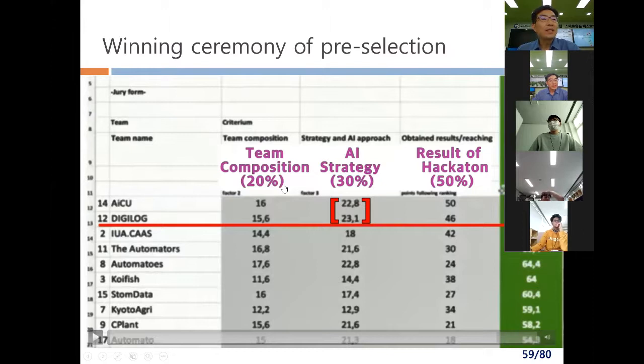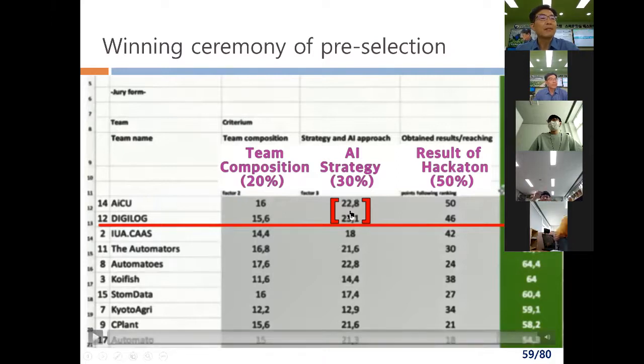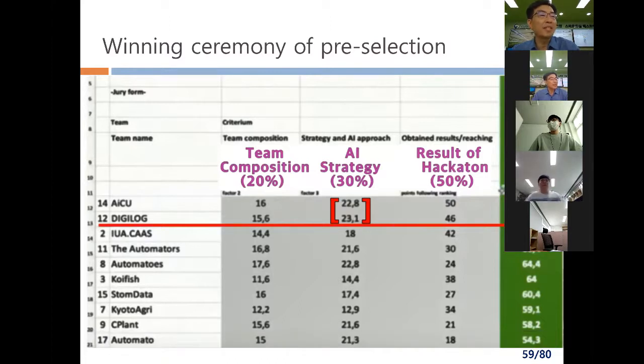There are 3 evaluation factors: team composition, AI strategy, and hackathon result. The second class Korea team has a lower total score than the first class team, but the AI strategy score is higher than the first class team. I emphasize this point.